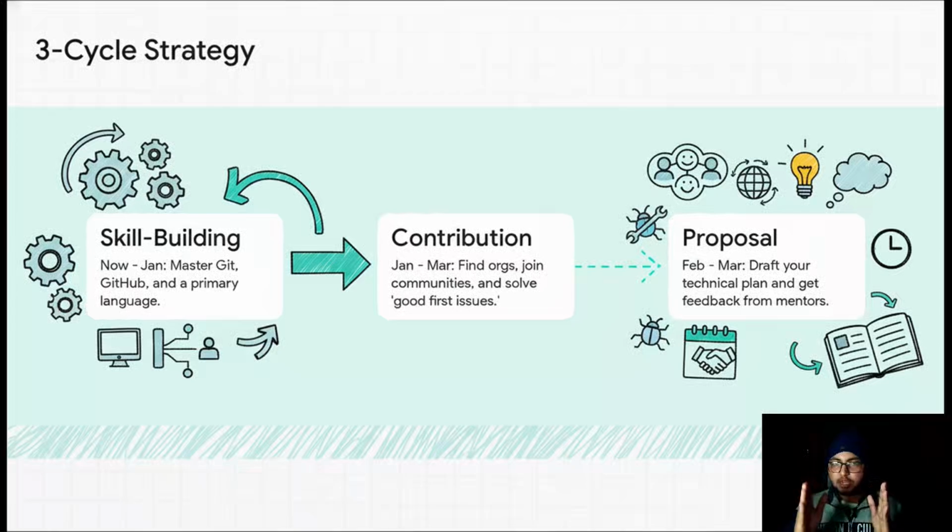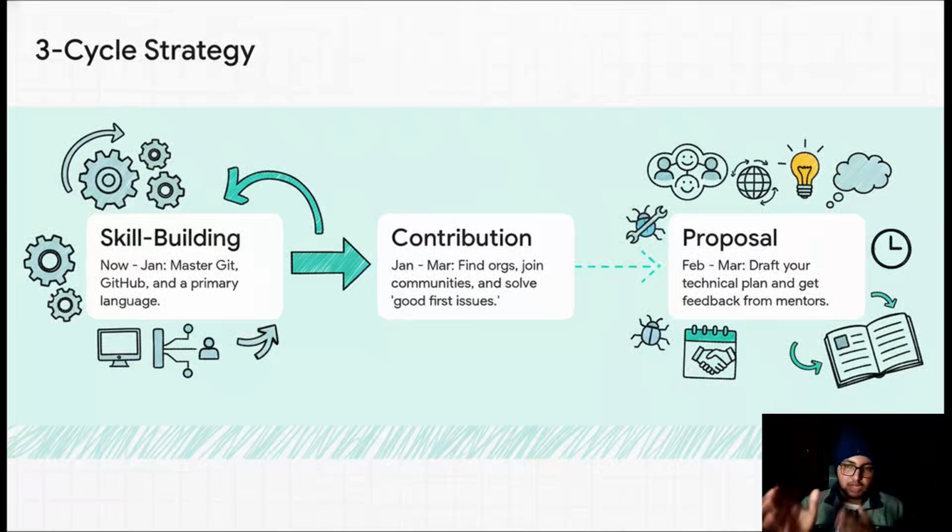Now from January to March, you will have the time period where organizations will be giving out their applications to Google that they want to be there in Google Summer of Code 2026. So this is the time when you will be finding the good organizations, joining some of their communities, and trying to solve and contribute to some of the good first issues. Now, what is a good first issue? When you are going into an organization, the code base is huge and you cannot understand every aspect of it. So the maintainers of that repository will mark some issues as good first issues, and you must start with those.